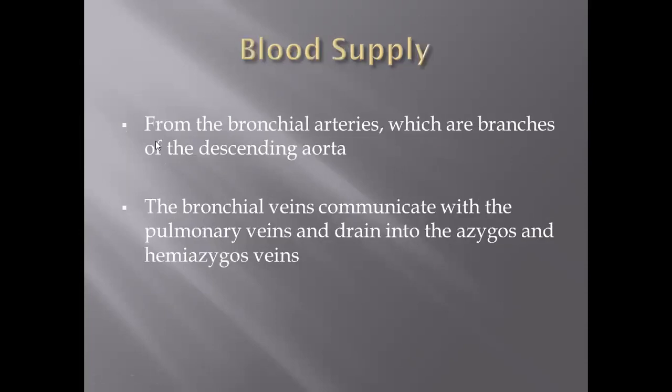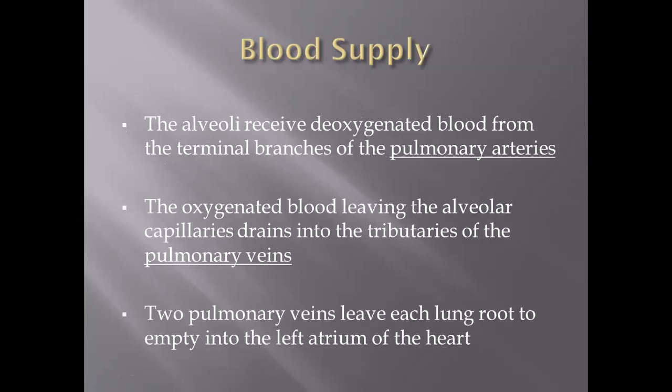Blood supply is from the bronchial arteries, which are the branches of the descending aorta. The bronchial veins communicate with the pulmonary veins and drain into the azygous and hemiazygous veins. Those are the impressions we have seen on the mediastinal surface of both lungs.